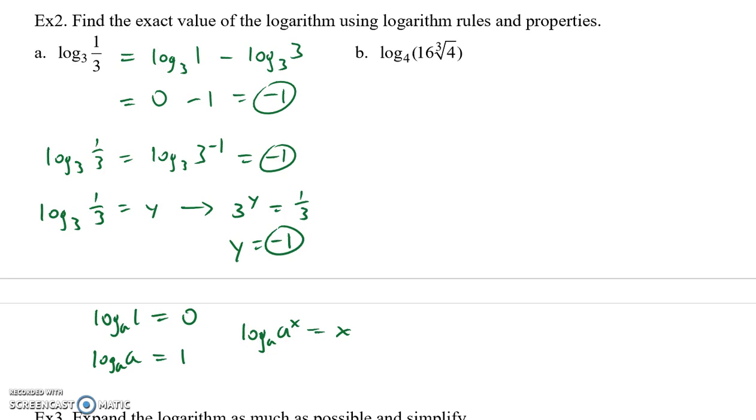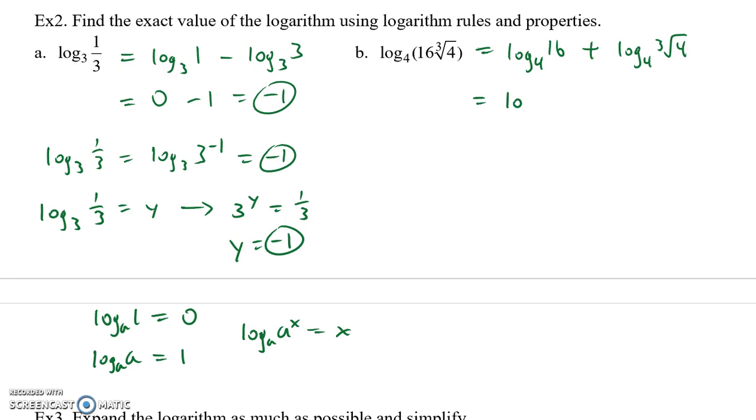There are quite a few different properties that are in play many times, and you want to get comfortable using them. And hopefully these examples will facilitate that. So let's look at this one. Notice we have a product. By the product rule for logarithms, we should be able to write this as log base 4 of 16 plus log base 4 of the cube root of 4. So the logarithm of a product becomes a sum of logarithms.